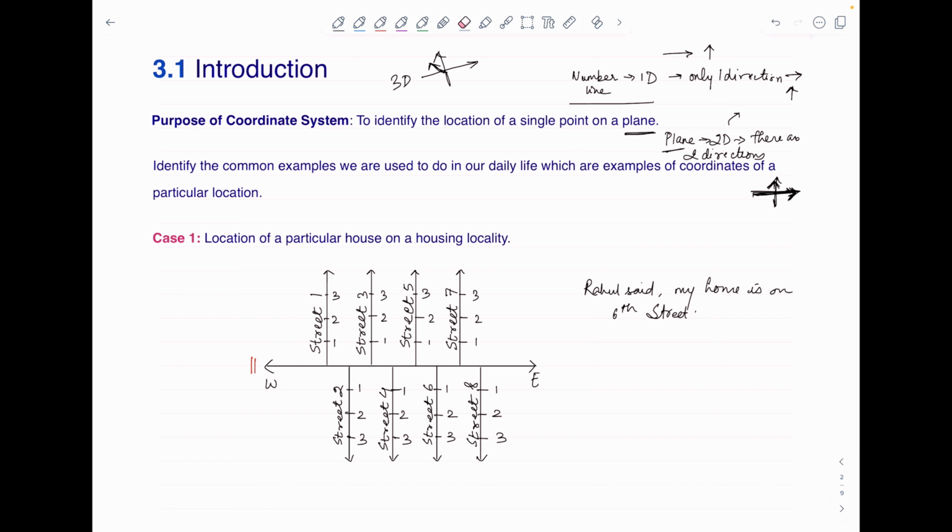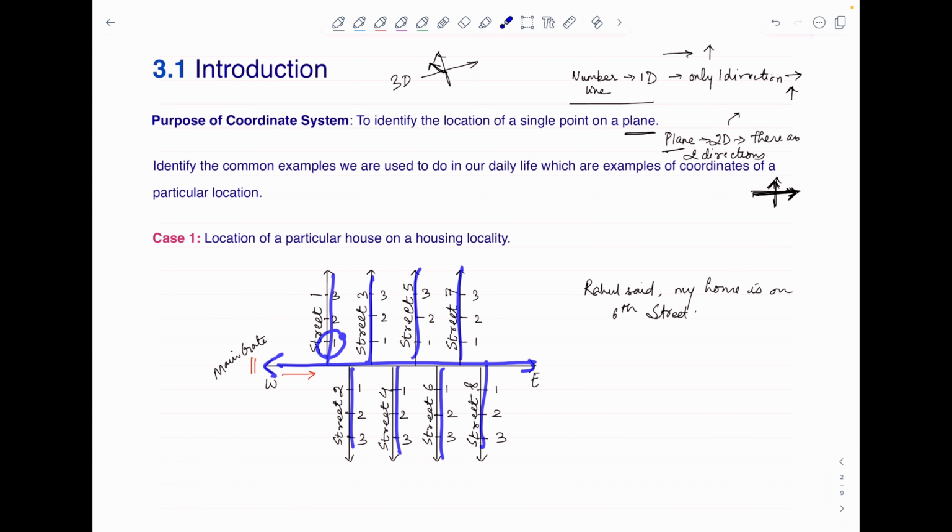This is the main gate. At the west side the main gate is located, and the road travels from west to east. And the streets: this is street 1, this is street 2, this is street 3, this is street 4, street 5, street 6, street 7, street 8. 8 streets are there in this colony.